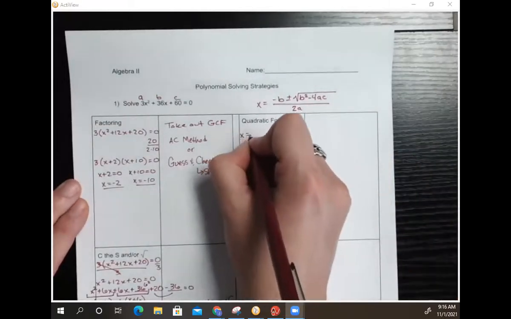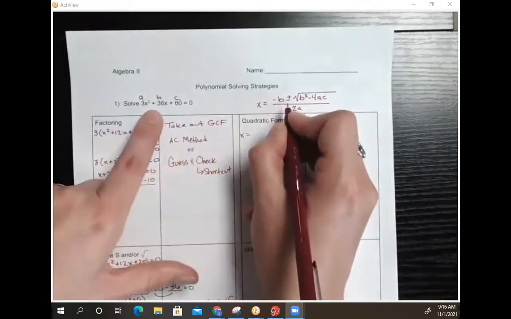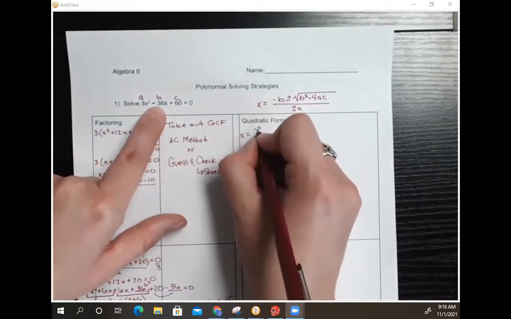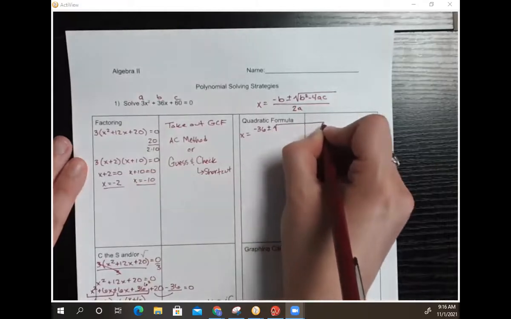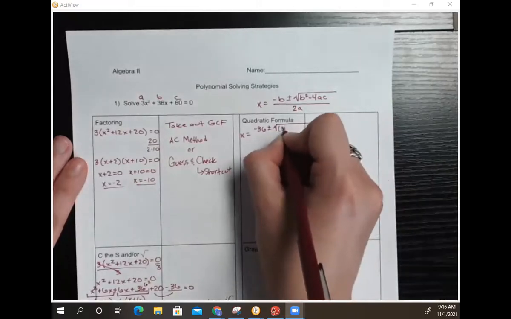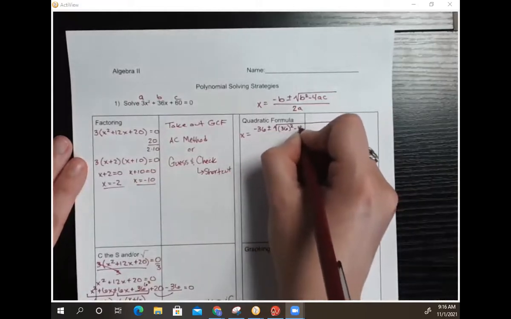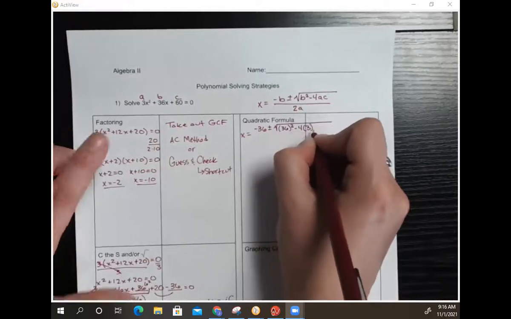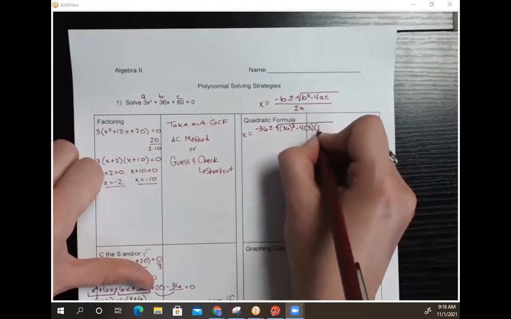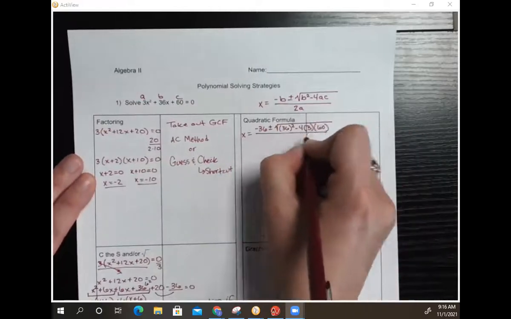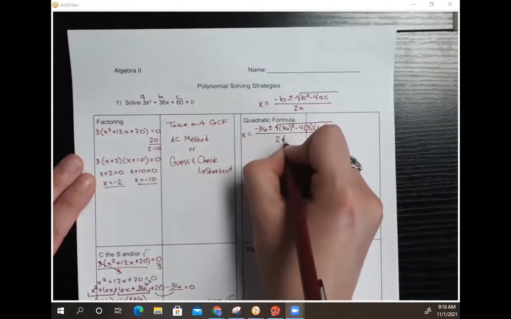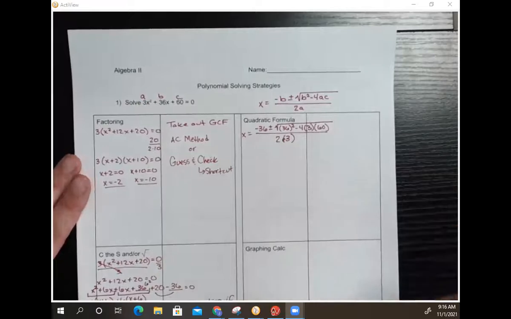So this would be x equals, change the sign on b. My b is positive 36, so this will be negative 36, plus or minus the square root of 36 squared minus 4 times a, which is 3, times c, which is 60, all over 2 times a, which is 3 here. And then we have to simplify, simplify, simplify.